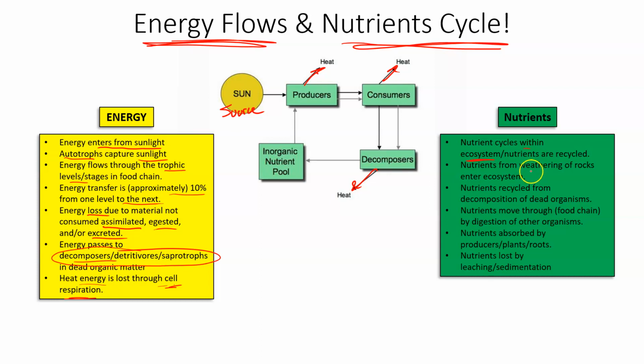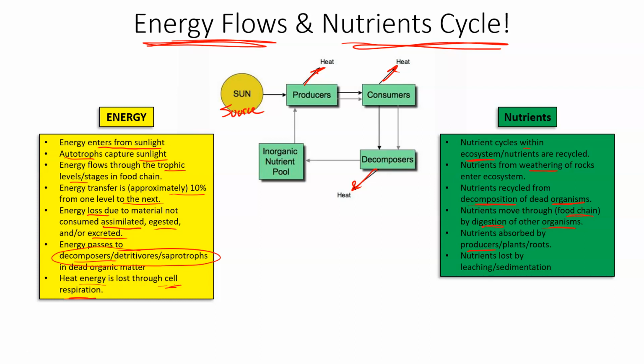Nutrients can be released from the weathering of rocks, specifically phosphorus and nitrogen. Nutrients are recycled through the decomposition of dead organisms. Nutrients move through food chains by digestion of other organisms. Nutrients are absorbed by the producer level, specifically the plants, through their roots. Once the producers gain the nutrients from the soil, they use those within their biomass. Consumers come along, eat the producers, and transfer the nutrients to the consumers. Eventually the consumers die, and decomposers release those nutrients back to the environment, where the producers can again absorb them.